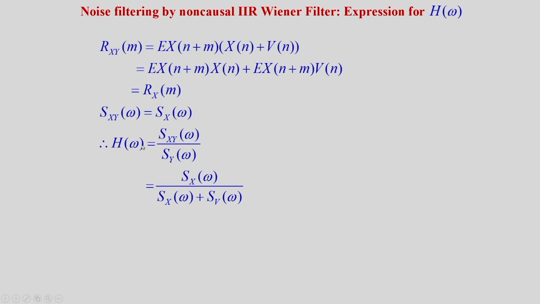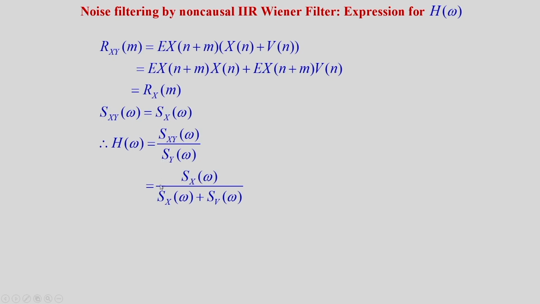Therefore, the transfer function of the IIR non-causal Wiener filter, that is H(omega), is given by S_xy(omega) divided by S_y(omega), and S_xy(omega) is equal to S_x(omega).